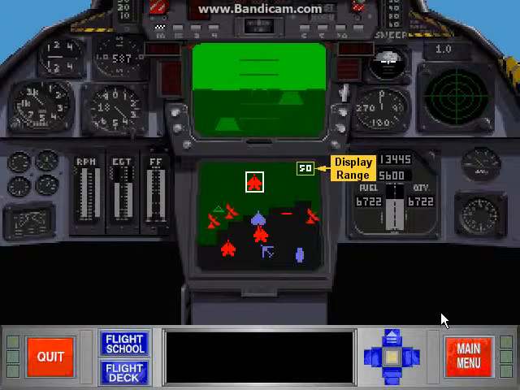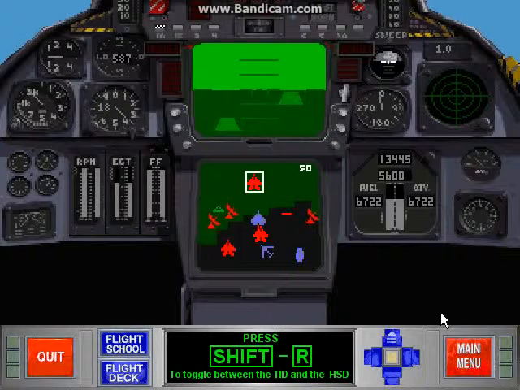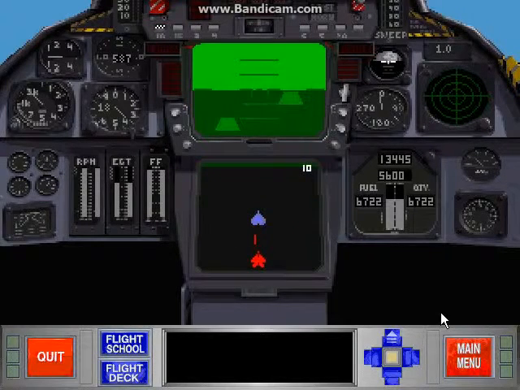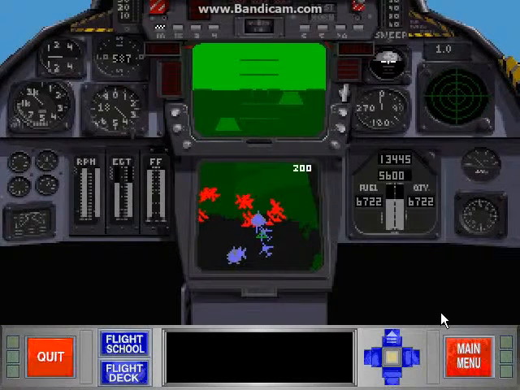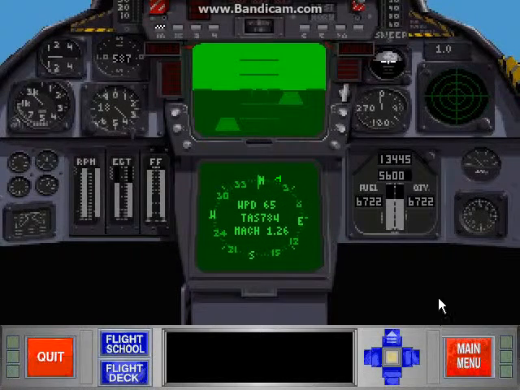The range can be set in increments between 10 and 200 nautical miles. Range scaling is controlled by the Z and X keys. The Z key magnifies the display, while the X key unzooms the display. Shift R toggles between the target information display and the horizontal situation display. Horizontal situation display selected.